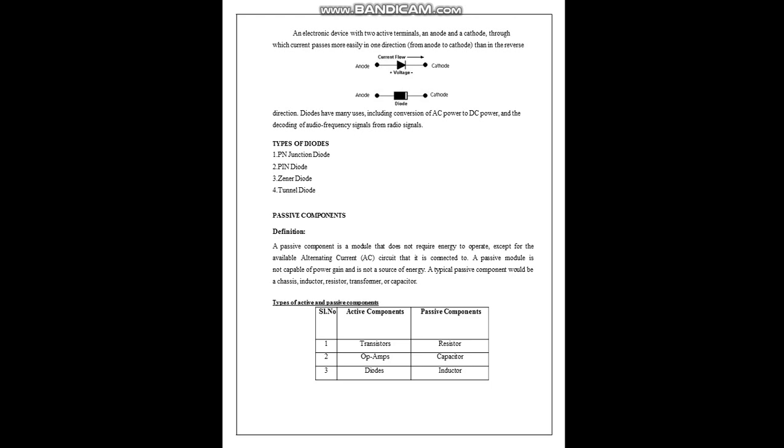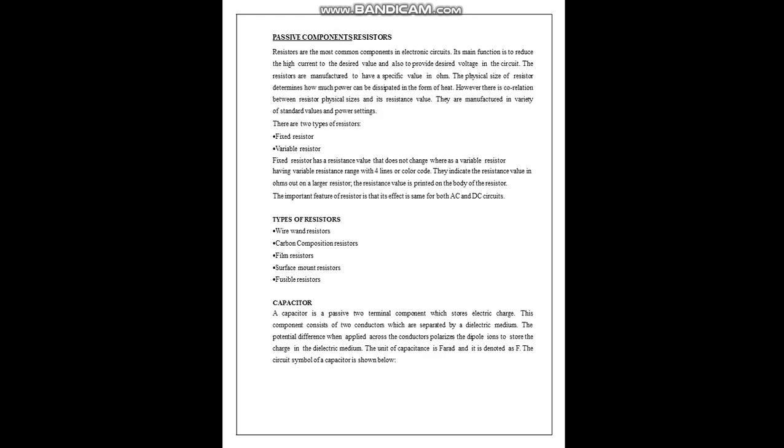Next we are going to see the passive components. A passive component does not require energy to operate, whereas an active component does, except for the AC circuit connected to it. A passive component is not capable of power gain and is not a source of energy. A typical passive component is an inductor, resistor, transformer or capacitor. What is the difference between active and passive components? The types in active are transistor, op-amp, diode; in passive, resistor, capacitor, inductor.